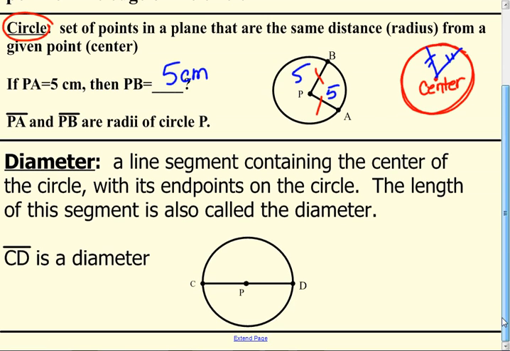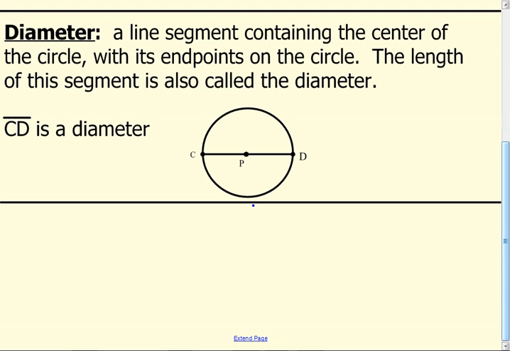Okay, a diameter. All this should be old material for you. A diameter is a segment joining two points on a circle that goes through the center. It's got to go through the center. It's a chord, and we're going to get to chords. The chord should be defined first. But a chord is any segment joining two points on a circle. In particular, the diameter is the longest chord in the circle.